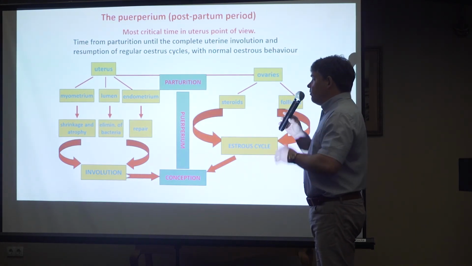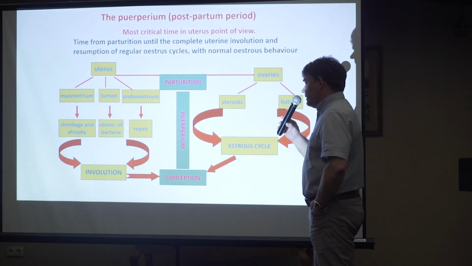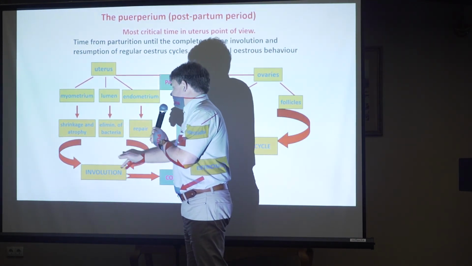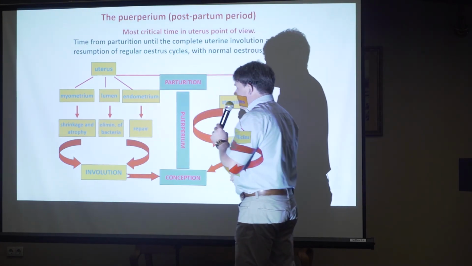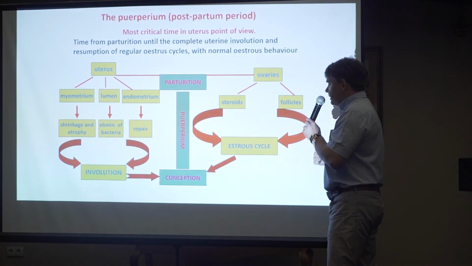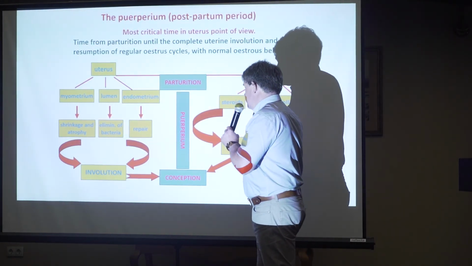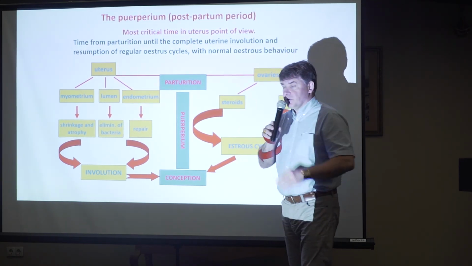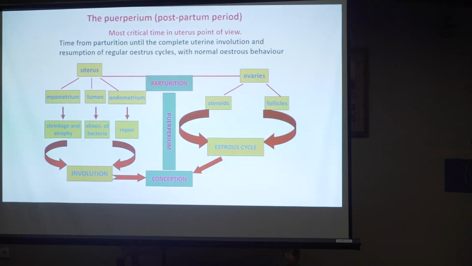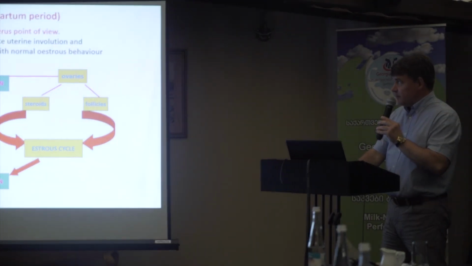And if all those steps are passed successfully, we can call it uterine involution. And if the involution is okay, and on the other side there is a normal resumption of the estrous cycle, these two parts may lead us to new conception. But not always are things going the way we want them to go.